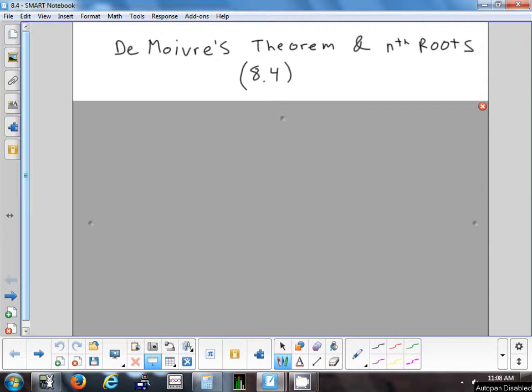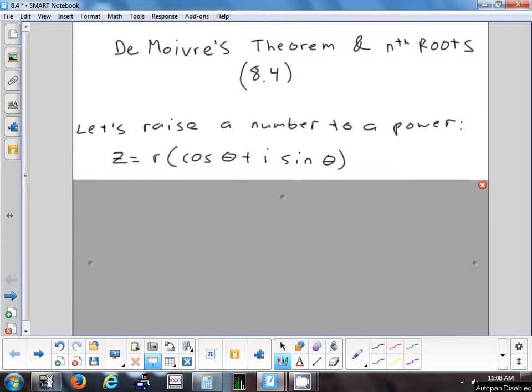All right, so let's take a look at section 8.4. As I said, yesterday we learned how to multiply and divide using trig form of complex numbers. Now we're going to learn how we raise to a power. The reason why we want a way to raise to a power, we already have a way to do it in rectangular form.